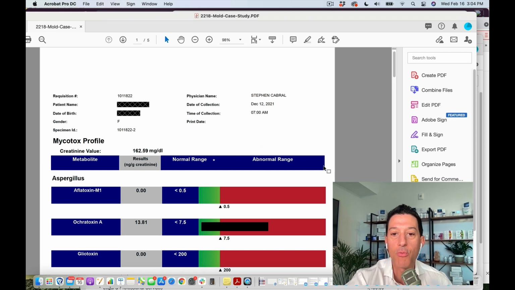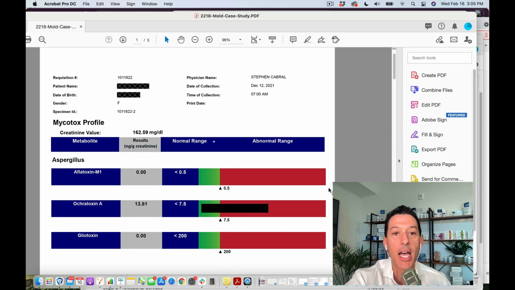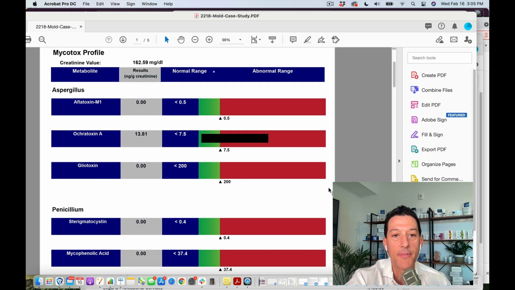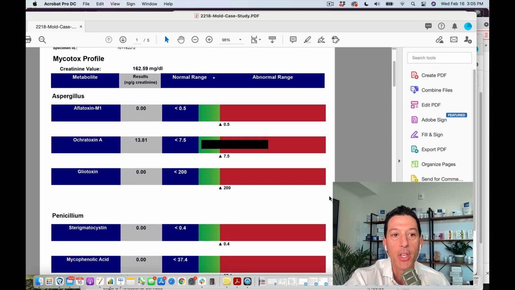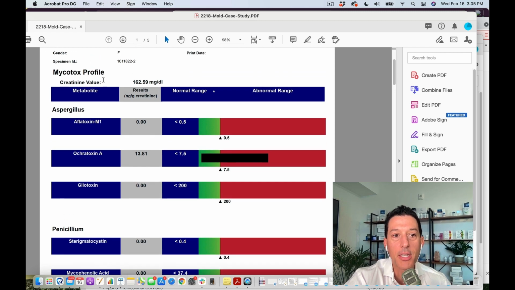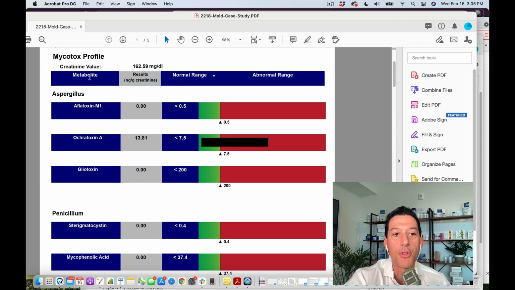All right, so let's start to look at this lab. My team has redacted this for me, which is very kind of them. Obviously this is very confidential for the client. So this is basically a mycotox profile, and this is the metabolite. Think of this as the toxin right here, the mycotoxin. Think of this as the normal range. Green would be ideal, and the red would be abnormal. I'll talk about abnormal in just a moment.